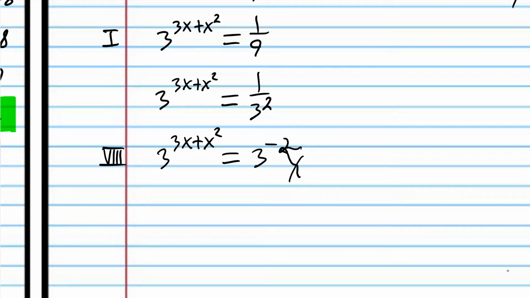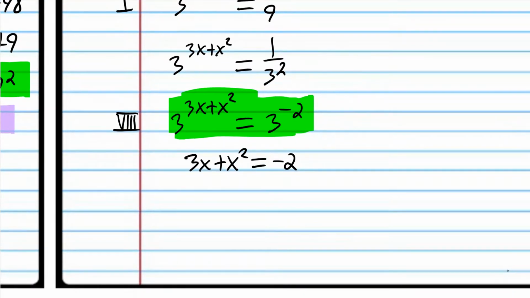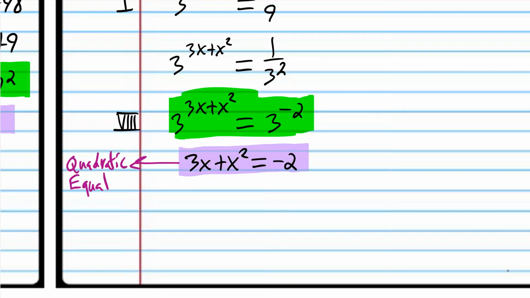The bases are the same, so we can get rid of those bases. So we have 3x plus x squared equals negative 2. And we must recognize that as a quadratic equation. But it's not enough just for us to recognize it as a quadratic. We also have to put it in standard form, or else we can't solve it.